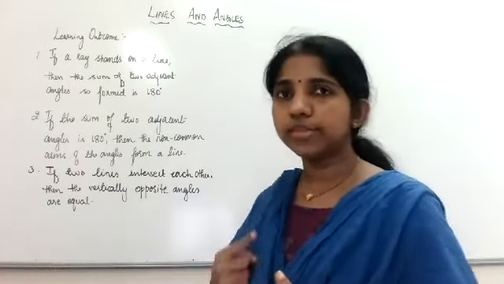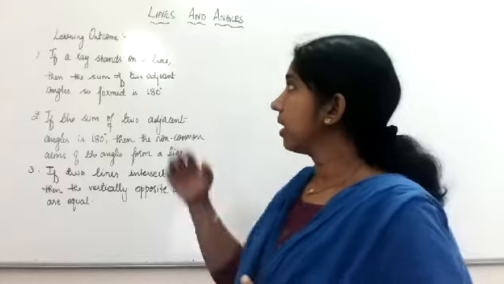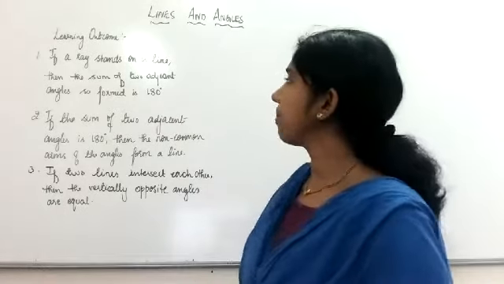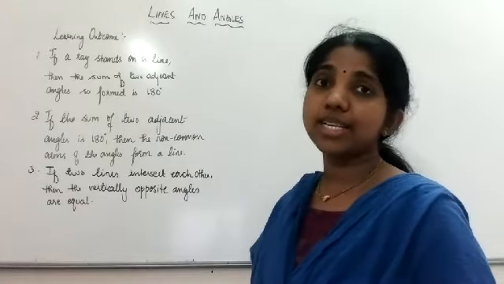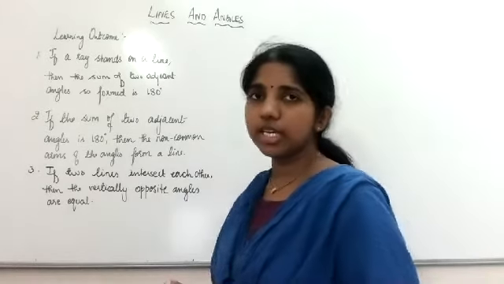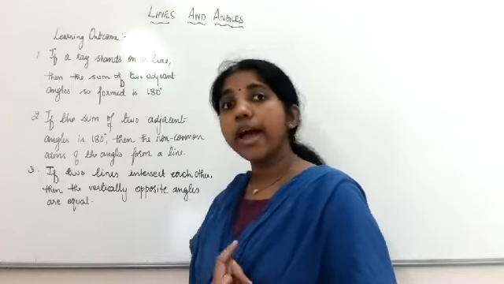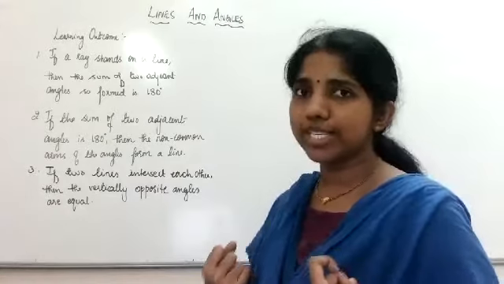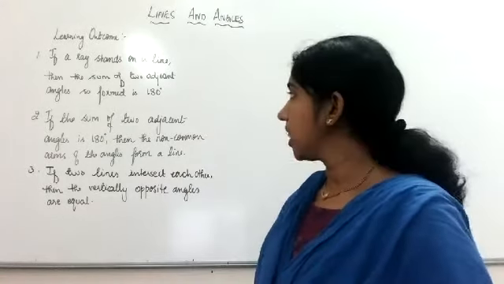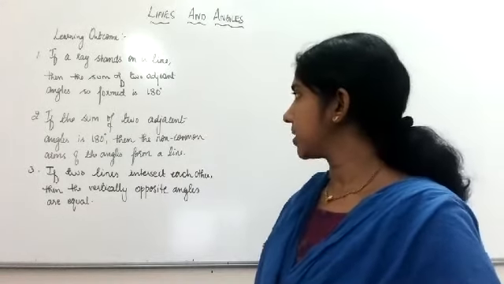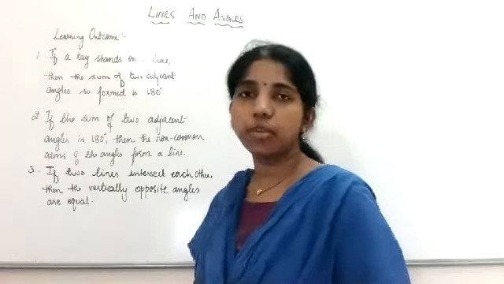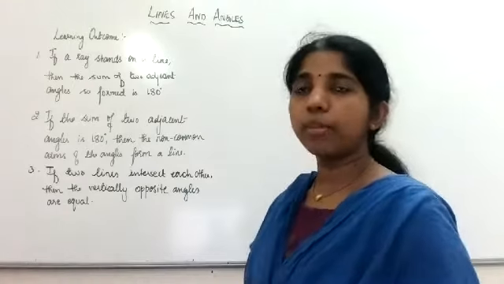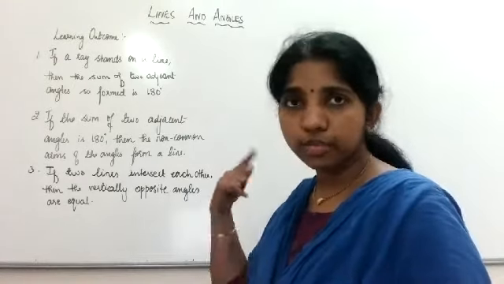The first axiom we are going to learn is: if a ray stands on a line, then the sum of two adjacent angles so formed is 180 degrees. And the converse of that axiom: what happens if the sum of the two adjacent angles is equal to 180 degrees? Then the non-common arms of the angles form a line. That is the converse of the first axiom.